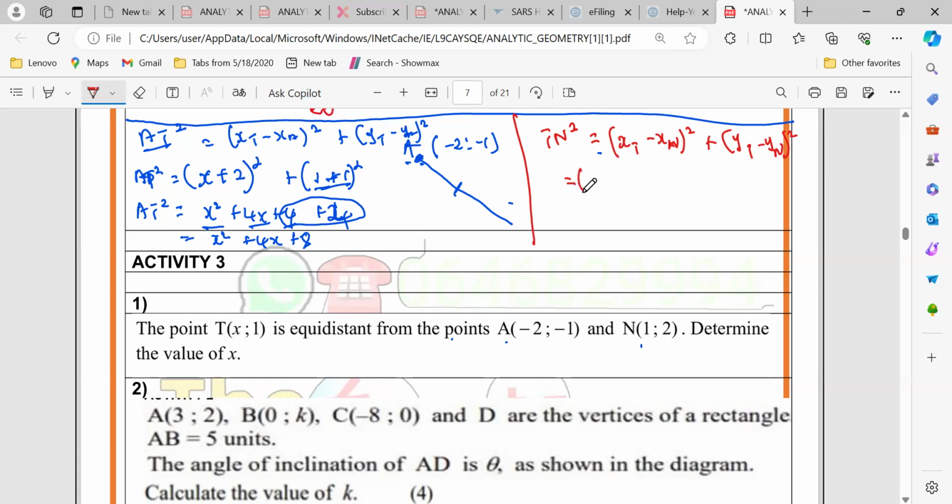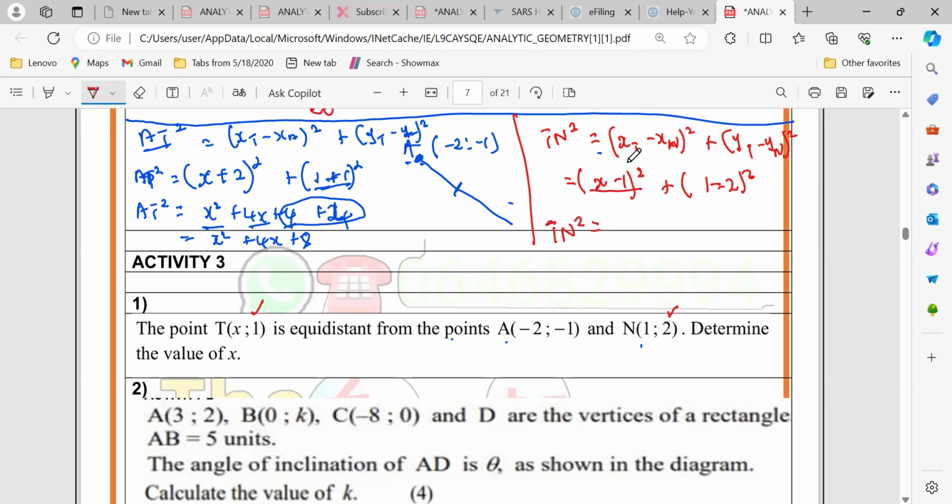You are going to have x at T, which is x, minus x at N, which is 1, so it's going to be (x minus 1) all squared, plus y at T, which is 1, minus y at N, which is 2, all squared. Now, this is going to be TN all squared.